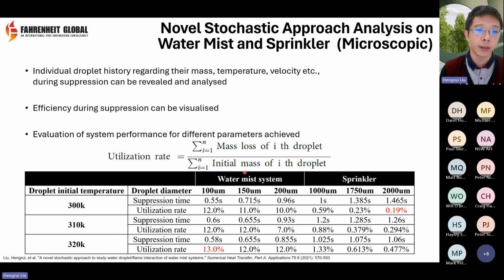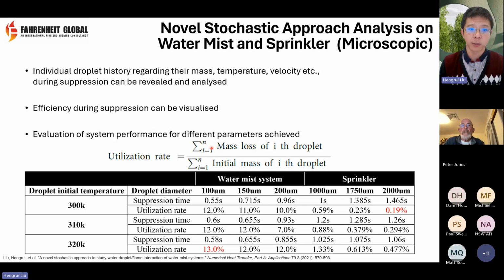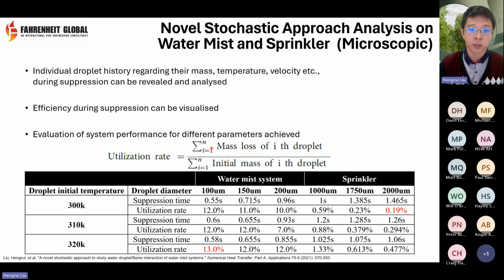So we have the utilization rate of the droplet because we know that the mass loss from this droplet must be from evaporation. And that evaporation has to be contributing to the fire suppression, letting us know that amount of water is evaporated, taking such an amount of heat away from the fire. So that's the concept of the utilization rate. With i equal to 1 to n, basically we take the sum over every droplet we track within the domain, on top of every droplet we inject into the domain. So the results are summarized in the table.